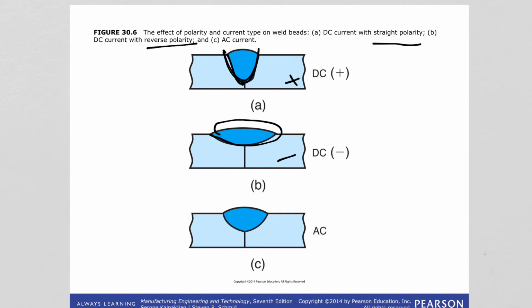So alternating current means this positive and negative charge is changing. So the workpiece is, for a second, negative, then positive, negative, positive. Please also watch the videos I'm sending. It also describes this process there. And that is the alternating current, as you see in image C. Weld shape is somewhere in between the straight and reverse polarities of direct current.